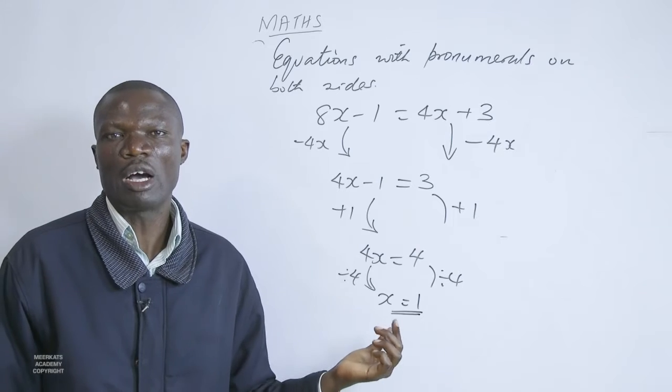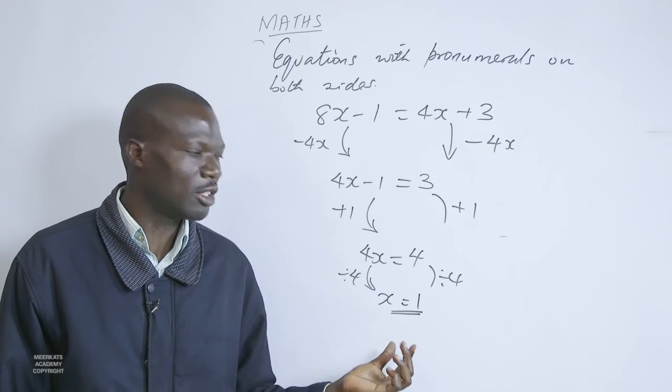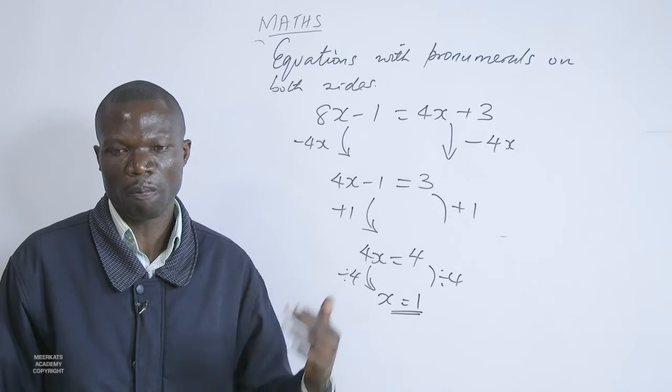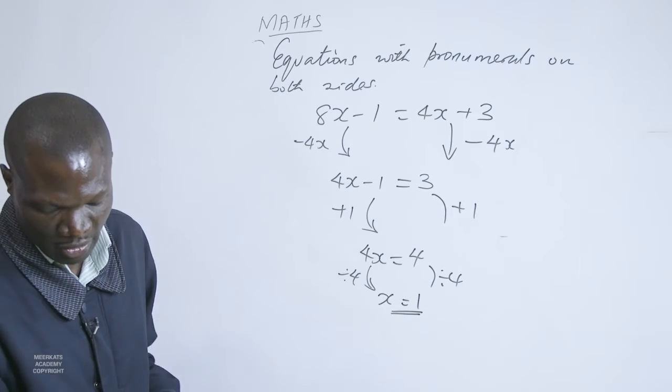But you should go back and check. Is it the right answer? And to check, we take the solution that we have, x equals 1, by substituting it in the original equation. We should find that the left-hand side is equal to the right-hand side.